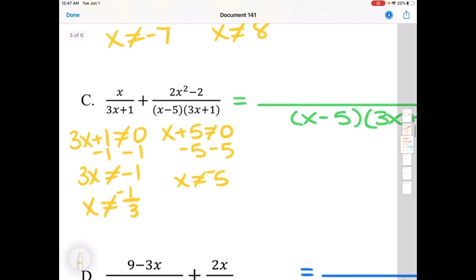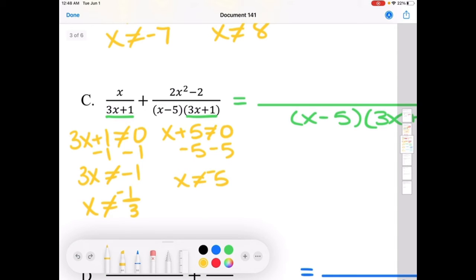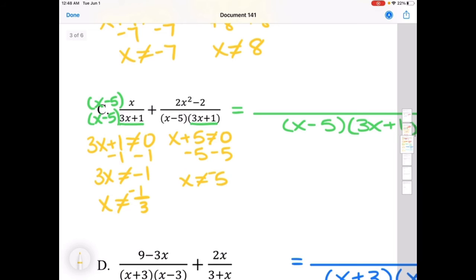Letter C is a little bit more complicated, it seems, but don't let yourself get tripped up. We have x over 3x plus 1, and then we have 2x squared minus 2 all over x minus 5 times 3x plus 1. So notice that both of these rational expressions have 3x plus 1 as a factor. So all I need to do is multiply the 3x plus 1 by x minus 5 on the left here, so that way I can have the same denominator, and because I'll have a common denominator, I can add all of my terms in my numerator.